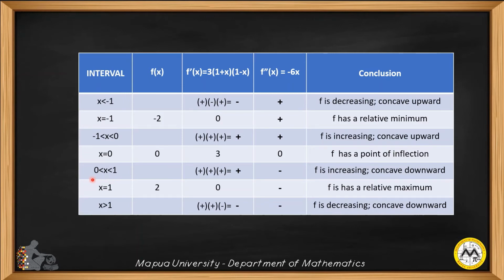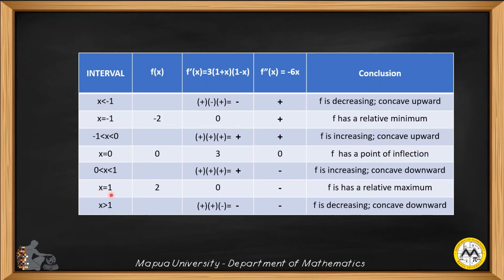Whenever x is greater than 0 but less than 1, f prime would be positive. Again, you can make use of a test value. You substitute in there and take note of the sign of each of these factors. So all the factors will be positive, and therefore the product of the three positive factors would be positive. But f double prime would be negative. So this will tell us that the function in this particular interval is increasing, but the graph is concave downward.